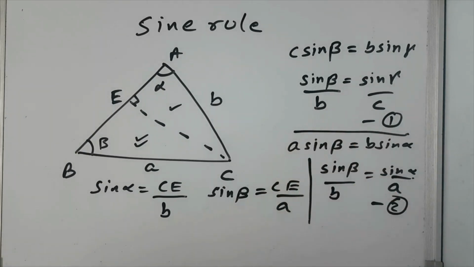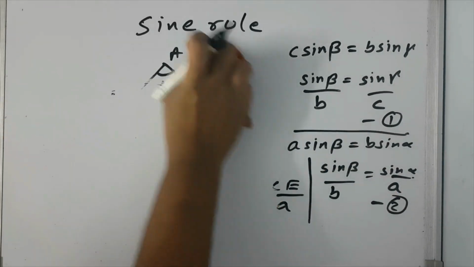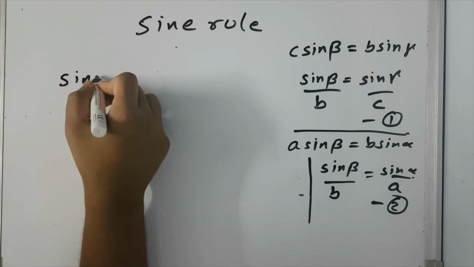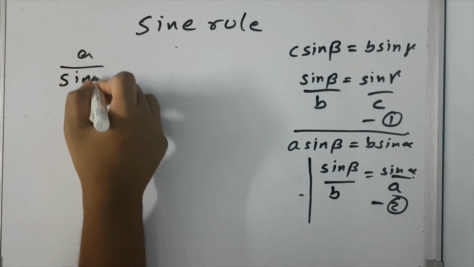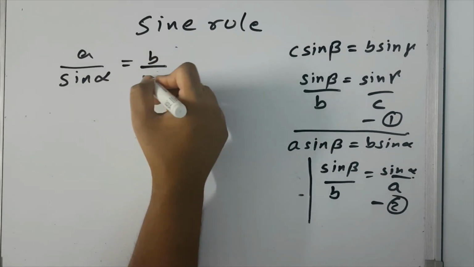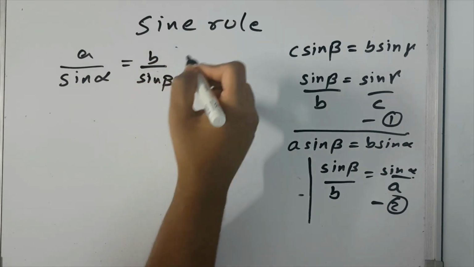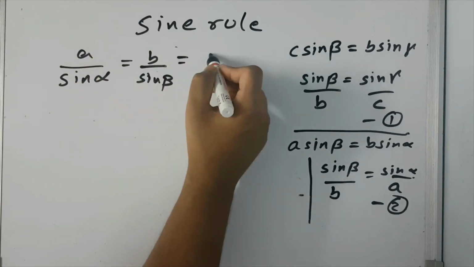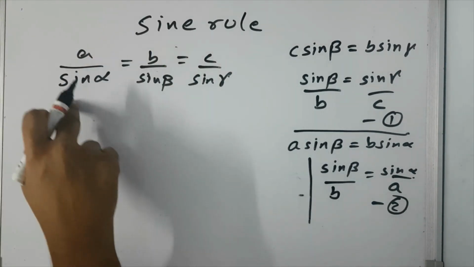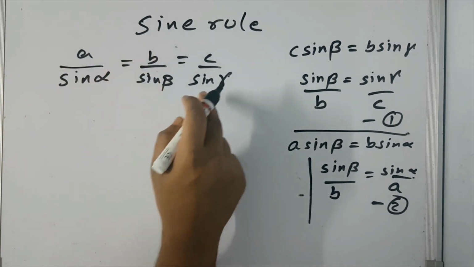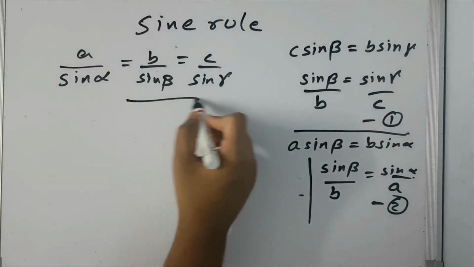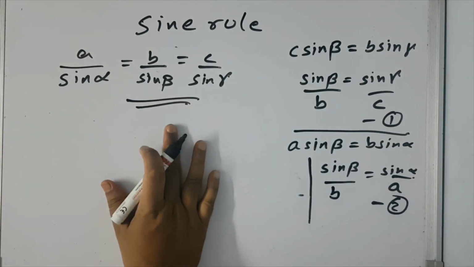From equations 1 and 2, what do you get? You'll get A by sine alpha equals B by sine beta equals C by sine gamma. Or you could write sine alpha by A equals sine beta by B equals sine gamma by C. That's your choice. So this is the sine rule.